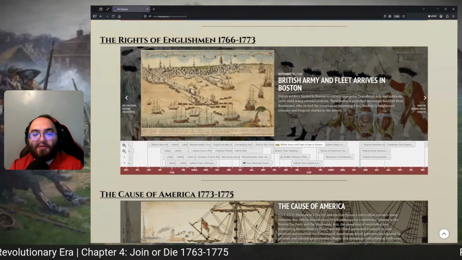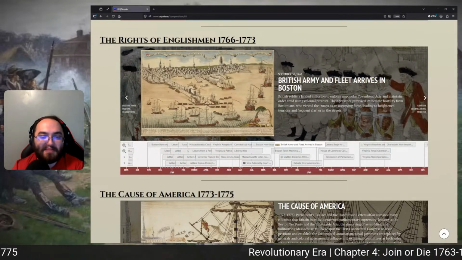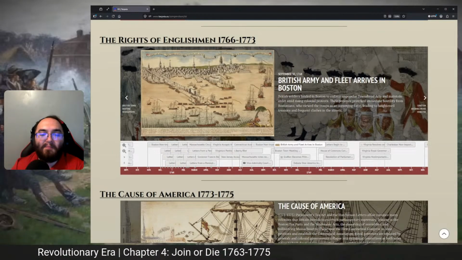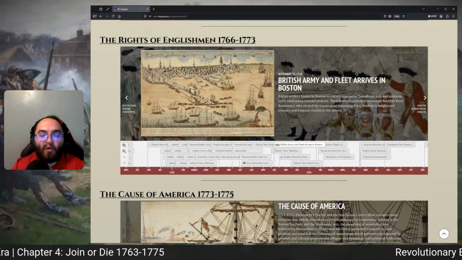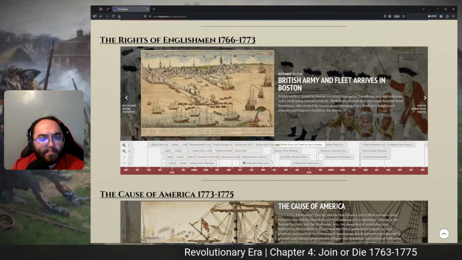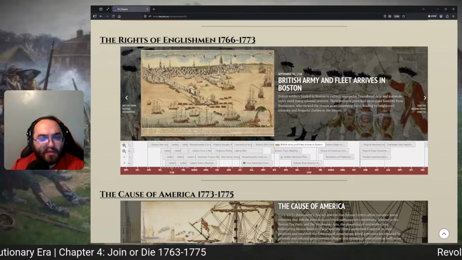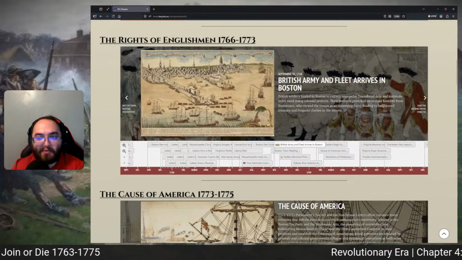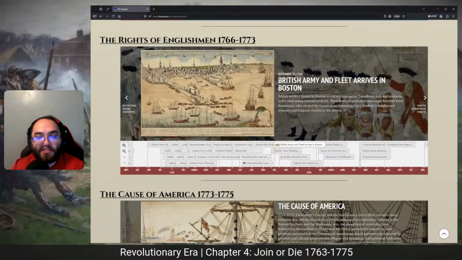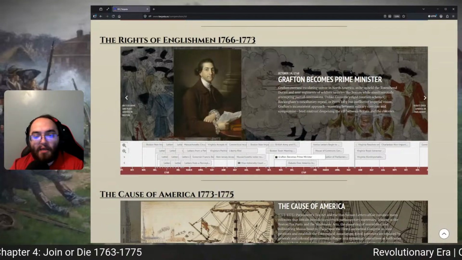And we have the British Army and Fleet arriving in Boston. And here is a depiction of that event. And this is made by Paul Revere. I think it was Paul Revere. Yeah, I think so. And so he makes this engraving. He also makes the engraving that's the background, which is the Boston Massacre. And so this engraving is a depiction of this event, which happened on September 30, 1768.